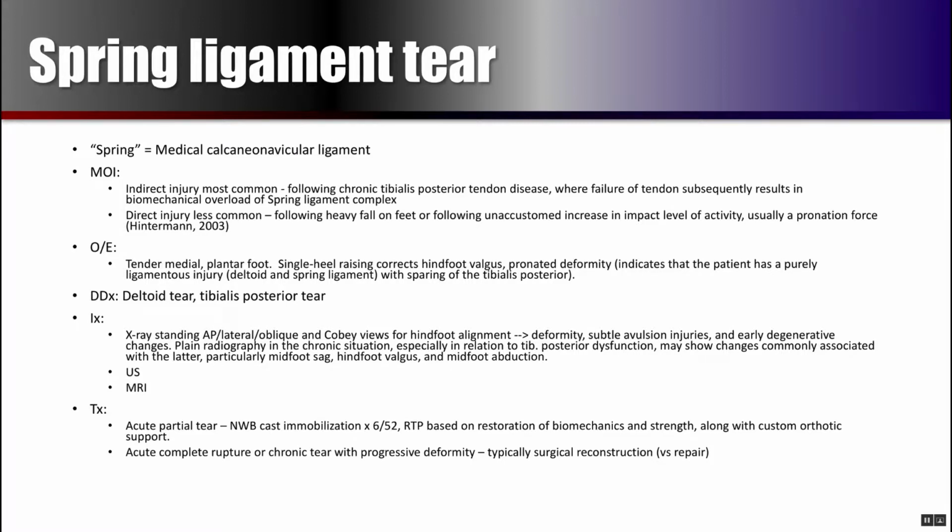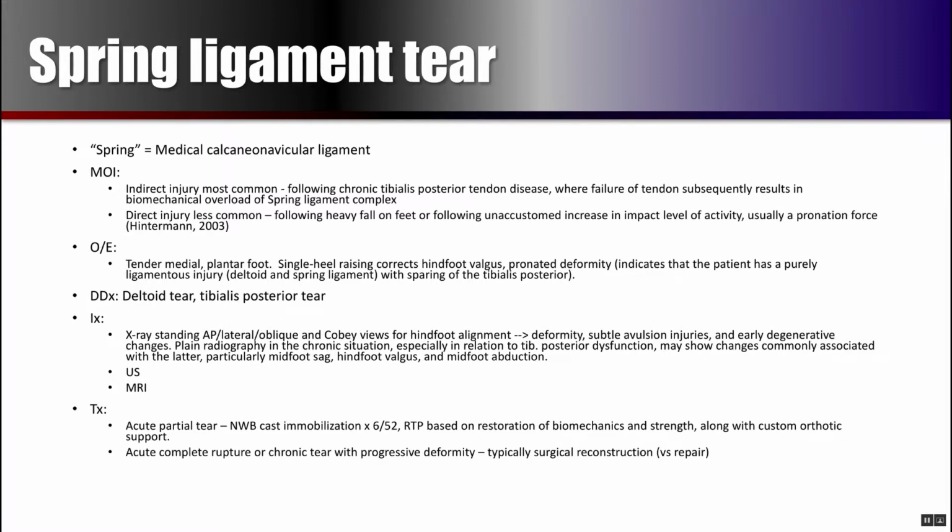Investigations include X-ray of the AP, lateral, and oblique views, and some have suggested a Kobe view for hindfoot alignment to look for deformity, subtle avulsion injuries, and early degenerative changes. In the chronic situation, especially in relation to tibialis posterior dysfunction, this may show changes commonly associated with tibialis posterior dysfunction, like midfoot sag, hindfoot valgus, and midfoot abduction. MSK ultrasound and cross-sectional imaging may be helpful to further document this diagnosis.